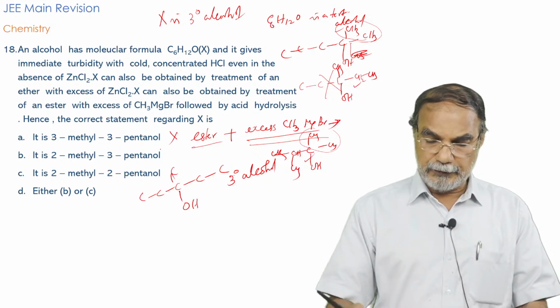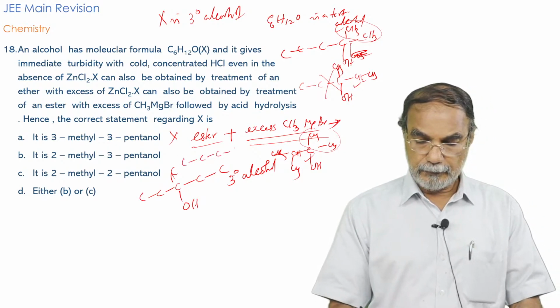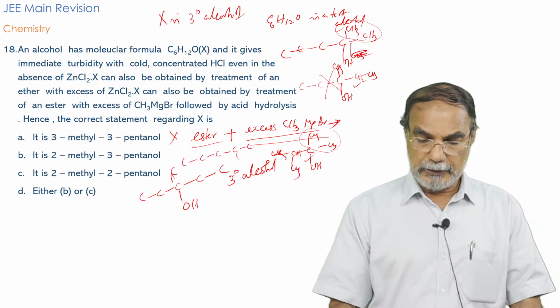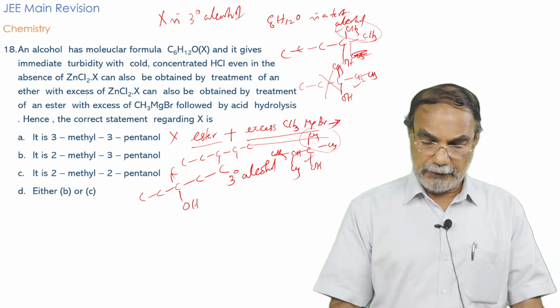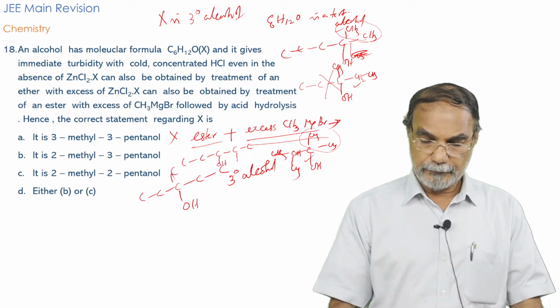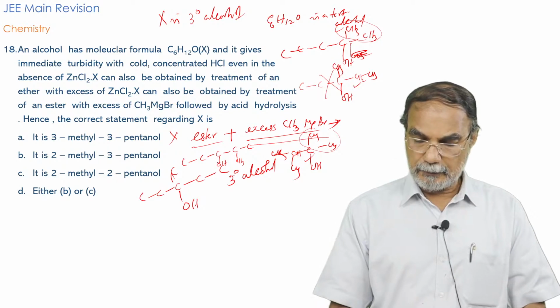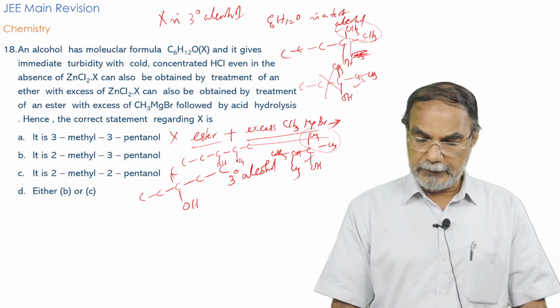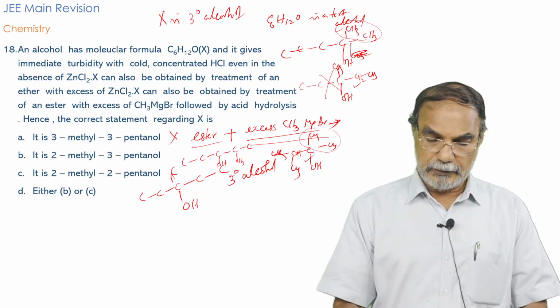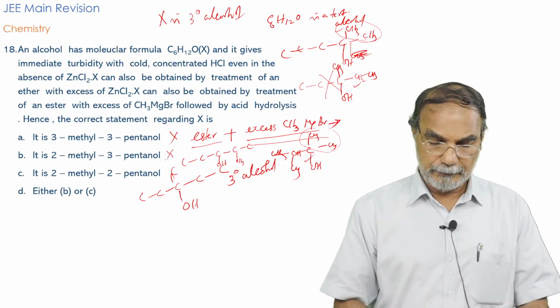2-methyl 3-pentanol. That is also not possible because the carbon containing the OH group doesn't have 2 methyl groups. So the second option is also not correct.